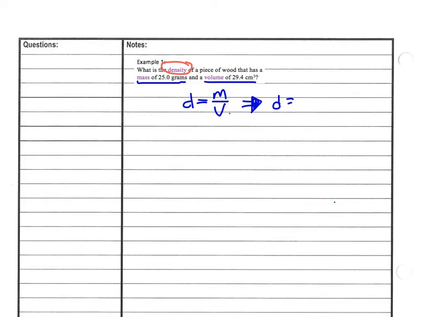M stands for mass, and it tells me the mass is 25 grams. I'm going to go ahead and keep the g. V is for volume, and that's 29.4 centimeters cubed. And so now this is telling me to do some math.